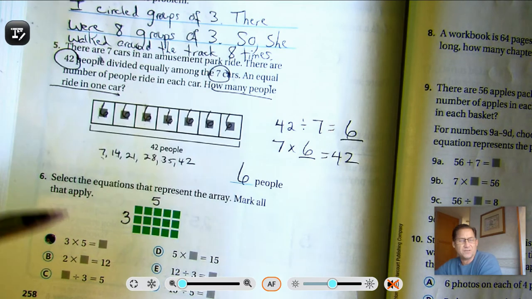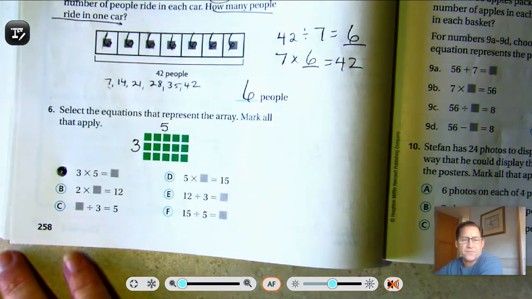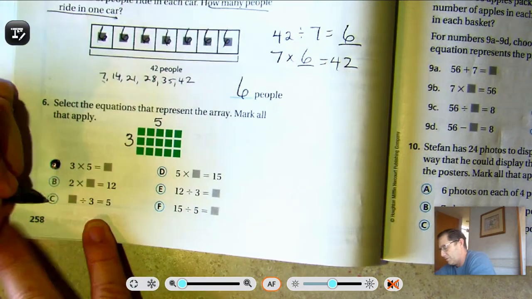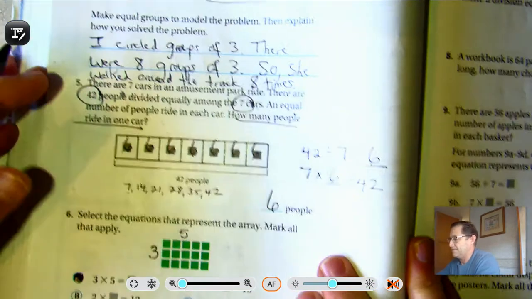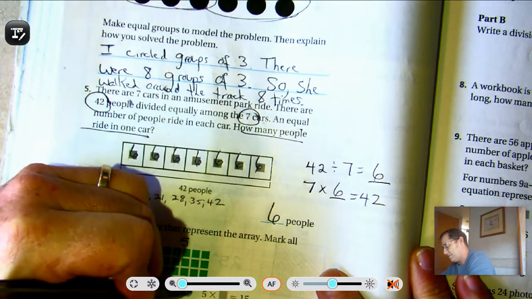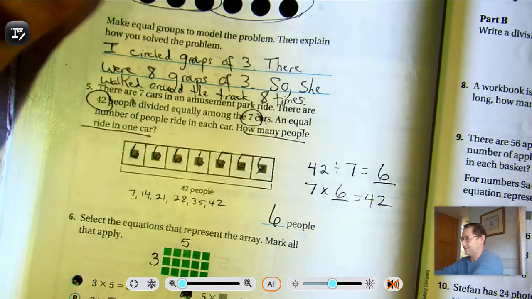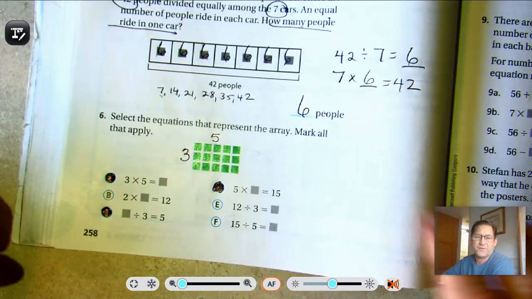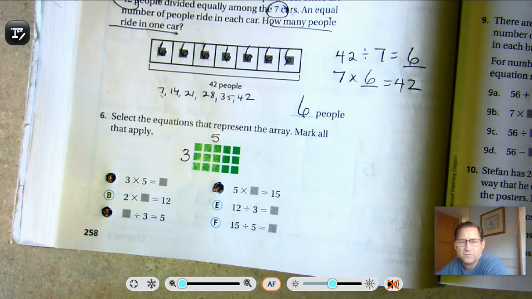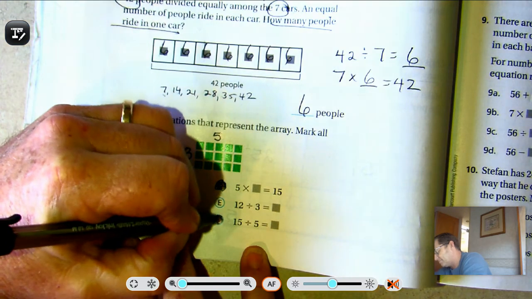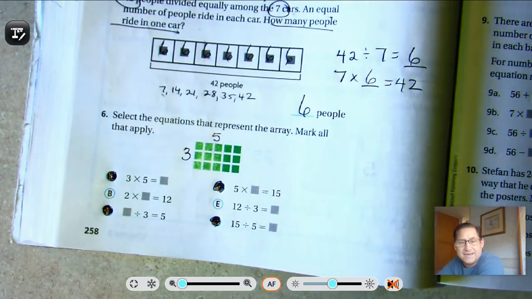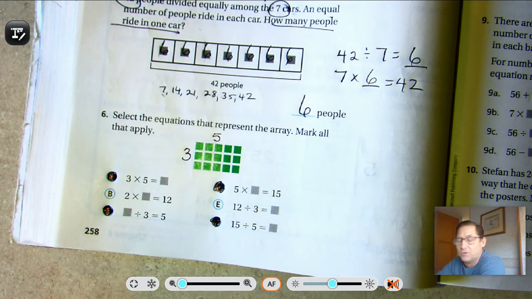2 times something is 12. No, there's not 2 in a row and there's not 2 rows. Some number divided by 3 is 5. Yeah, that would work. 5 times something is 15. That also works. 5 times 3 is 15. 12 divided by 3. No, because there's not 12 counters or 12 tiles. 15 divided by 5. Yes, there are 15 tiles. Okay, so A, C, D, and F all represent that array.